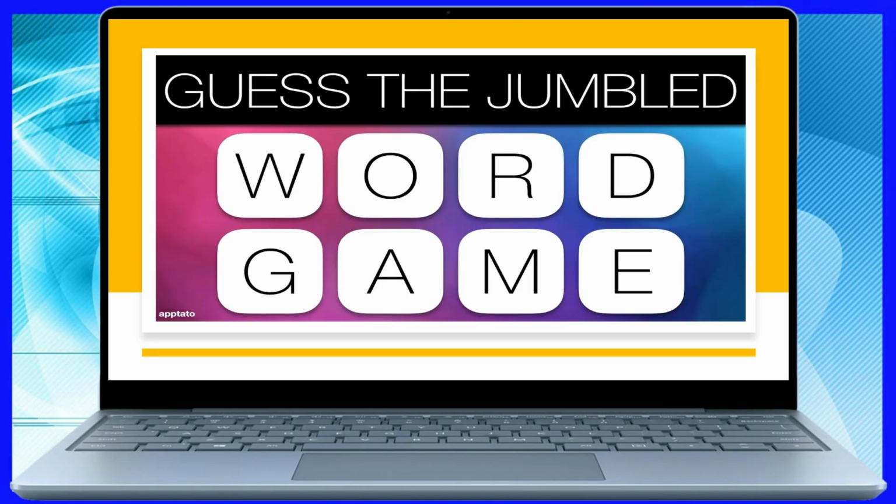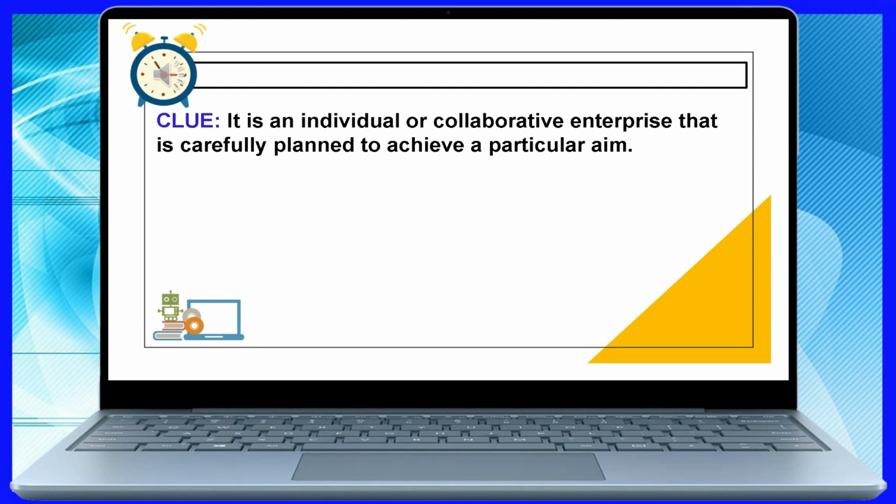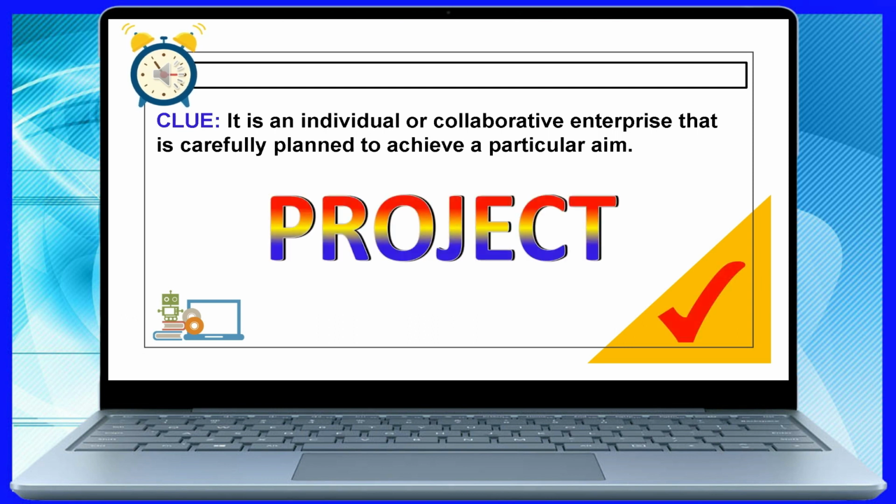Let us begin with an activity named Guess the Jumble Word Game. Here is the direction. With a given clue, identify the hidden word by arranging the jumbled letters. Let's begin. Number 1. The clue is, it is an individual or collaborative enterprise that is carefully planned to achieve a particular aim. The answer is project. Very good.